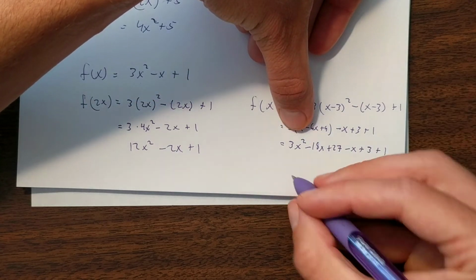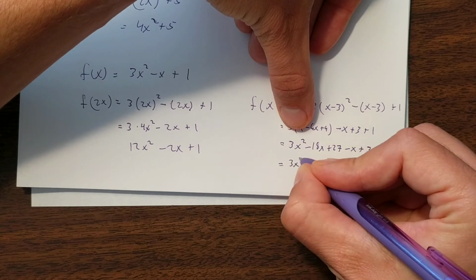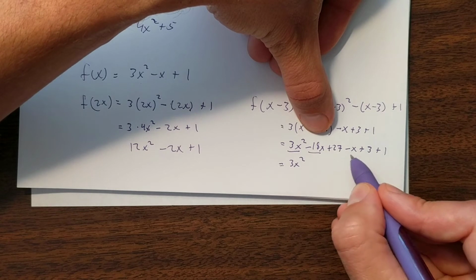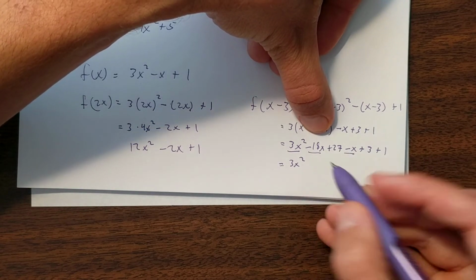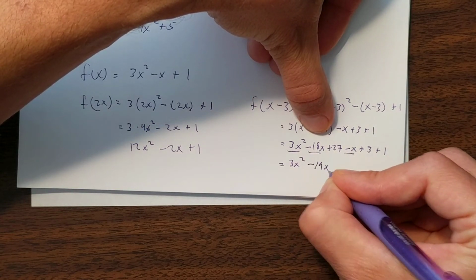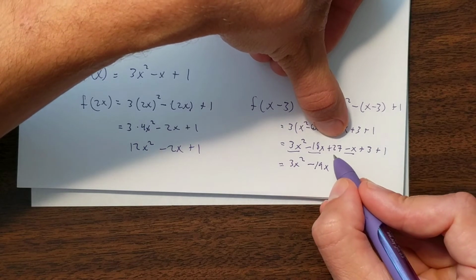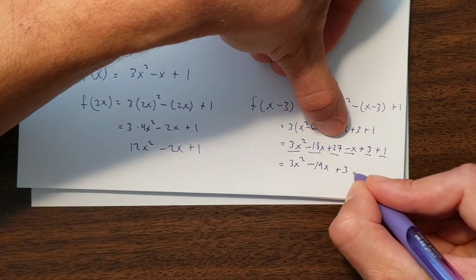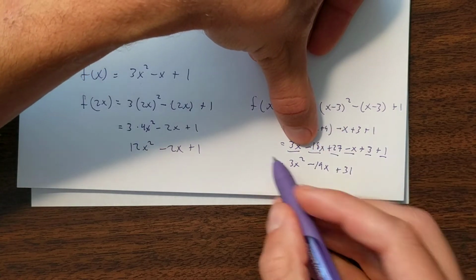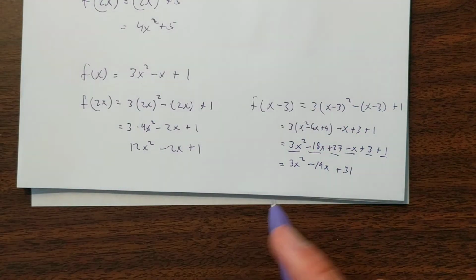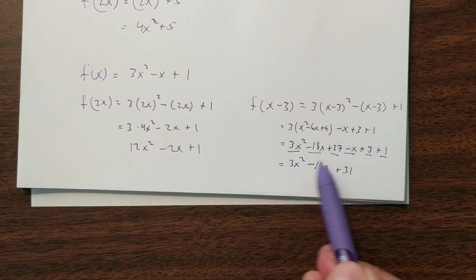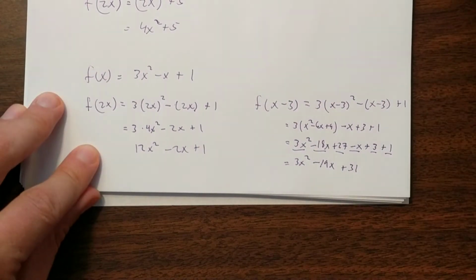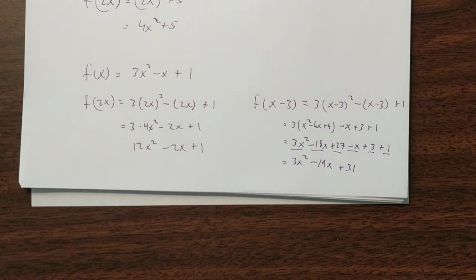Now I can combine all my like terms. 3x squared is the only x squared. My x terms are negative 18x and negative x right there, and so this is going to be negative 19x. And my constants are 27, 3, and 1, which make 31. And so here's f of x minus 3 reduced or simplified. So that's how you do composition of functions.